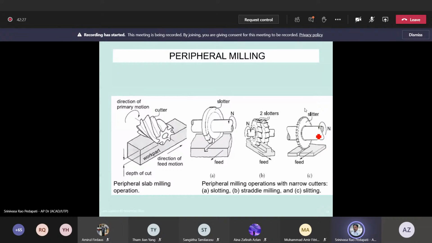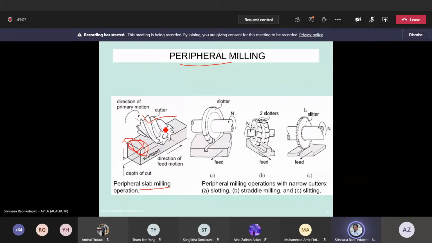So peripheral milling means you want to machine, you see here in this figure. Peripheral milling means periphery, meaning the outside surface. So a peripheral slab milling operation uses this kind of milling cutter. You see, this is a slab cutter where it machines some area, not a slot. So periphery milling operations over an area are called slab milling. So a slab milling operation covers a particular area, with some depth and some width.